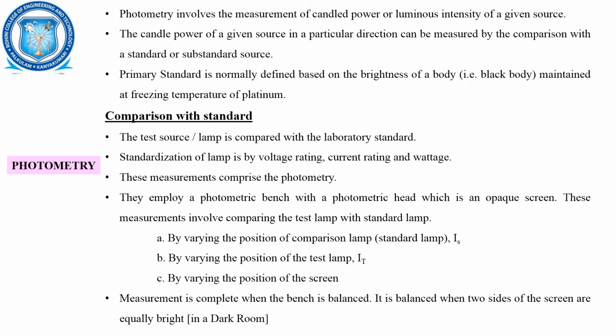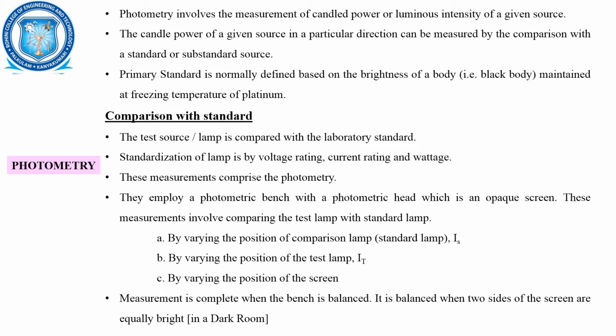In the first process, when we are varying the position of the comparison lamp, the position of the test lamp is kept constant. It will not be varied. And the position of the screen will also be kept constant. In the second method, the position of the standard lamp as well as the screen is kept fixed, and only the position of the test lamp is varied. In the third method, while varying the position of the screen, both the lamps will be kept at a fixed position, they will not be varied. And the measurement is complete when the bench is balanced.